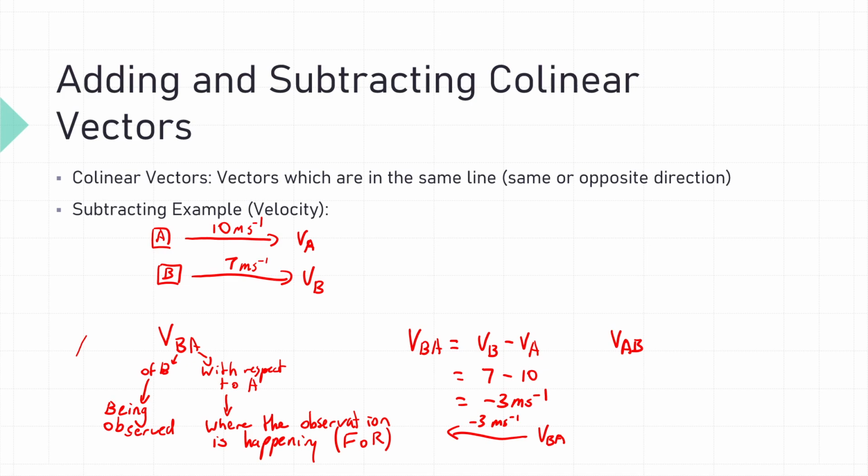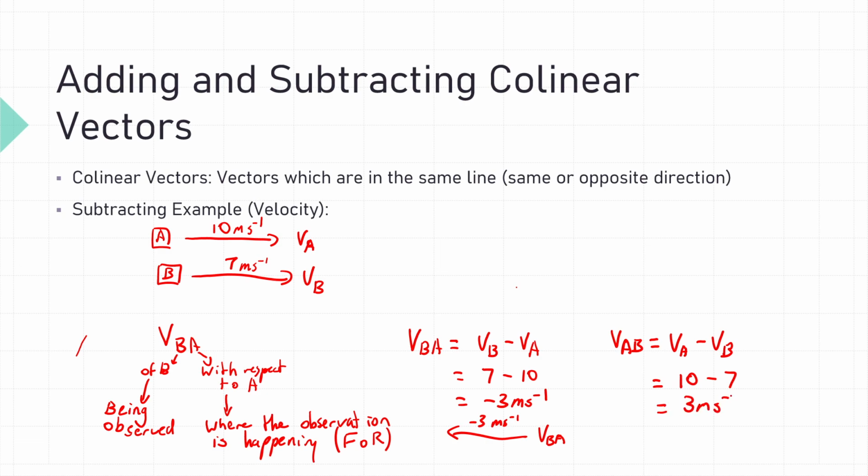Now, the formula for calculating the velocity of A with respect to B is going to be VA minus VB. You'll notice there's a pattern here where the A's and B's in the subscript match up with the A's and B's of what's being subtracted. A comes first, B comes second, and vice versa for our other equation. So what we can do is substitute. VA is 10, and we're going to take away 7. In this case, we get 3 meters per second.